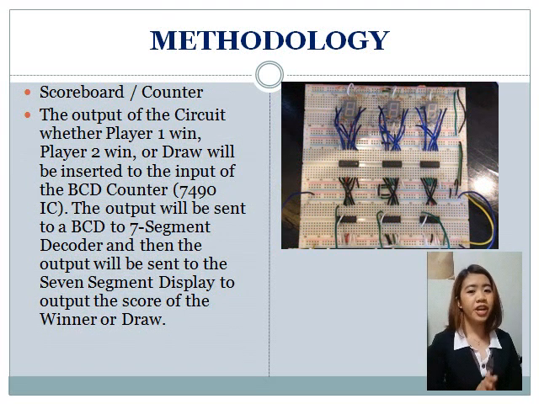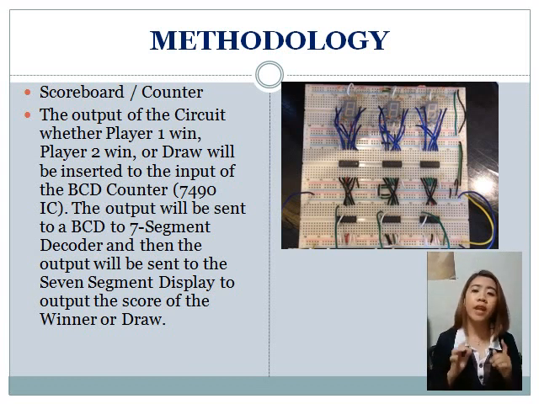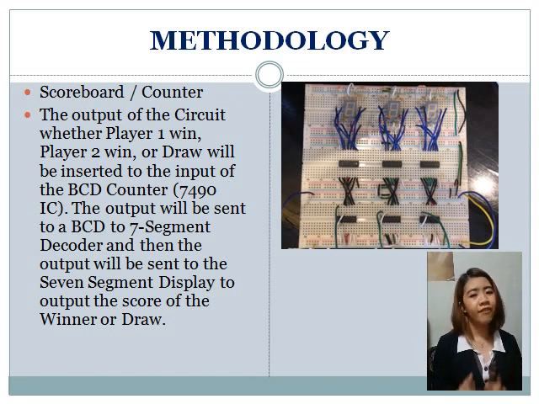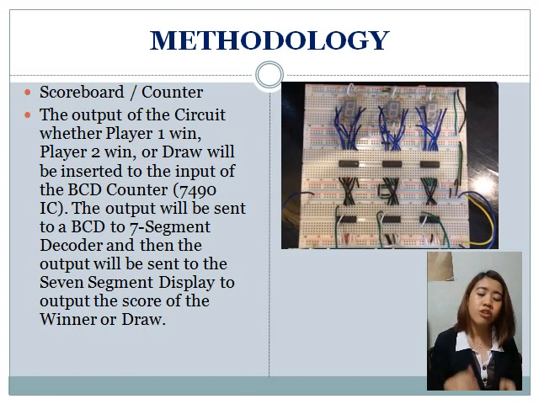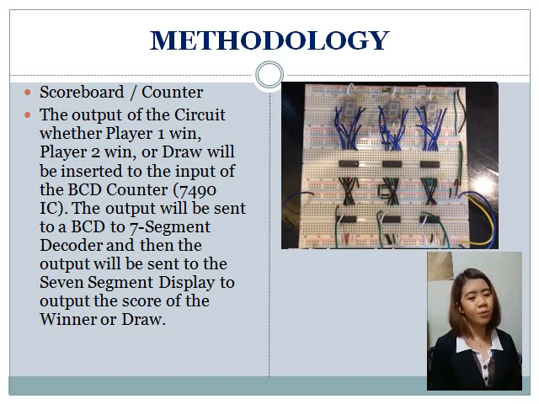So for our scoreboard or counter, the output of the circuit, whether player 1 or player 2 wins or draw, will be inserted to the input of the BCD counter, the 7490 integrated circuit. The output will be sent to a BCD to 7-segment decoder, and then the output will be transmitted to the 7-segment display for the circuit to be able to display the output of the score, whether player 1 or player 2 wins or draw.